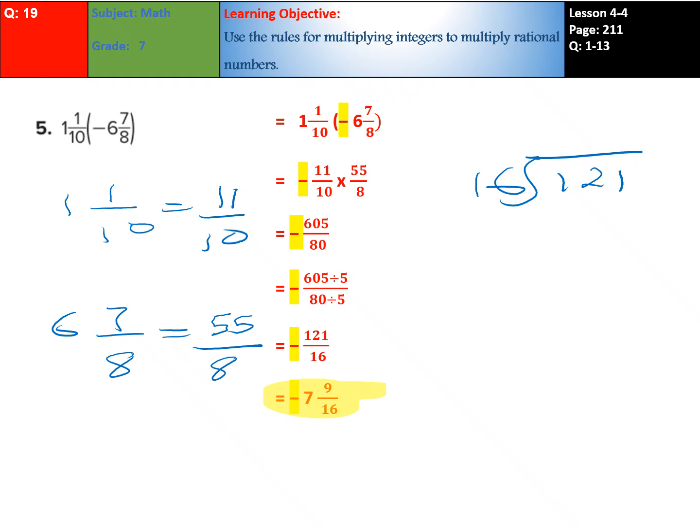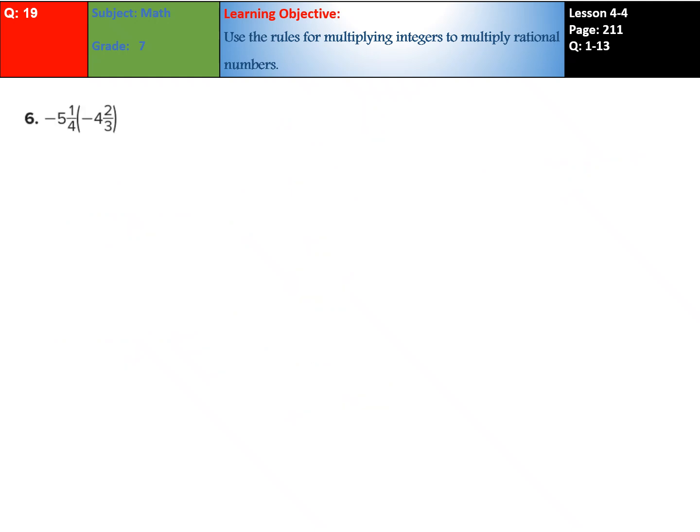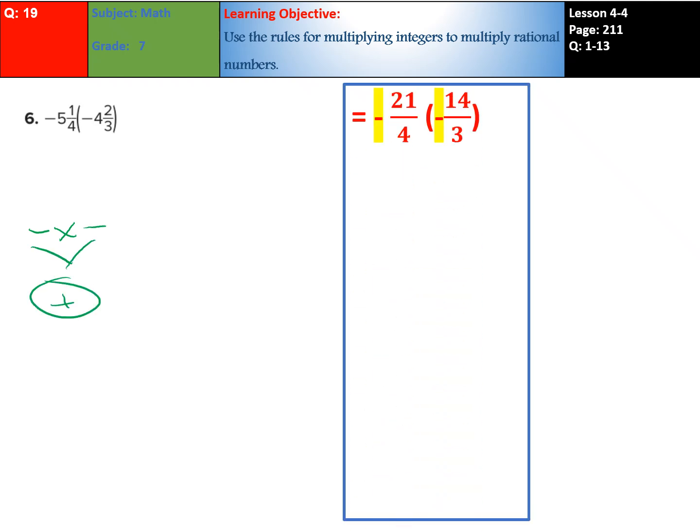Similarly, you can practice the next questions yourself. Another example, we have two mixed numbers with negative sign multiplied. Negative times negative will give you positive answer. We will convert both numbers into improper fractions. Then 21 times 14 and 4 times 3. Here we know that 3 1 time is 3 and 3 7 times is 21. Another, you can see that 2 2 times is 4 and 2 7 times is 14.